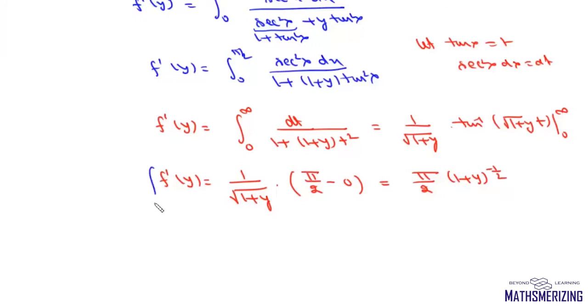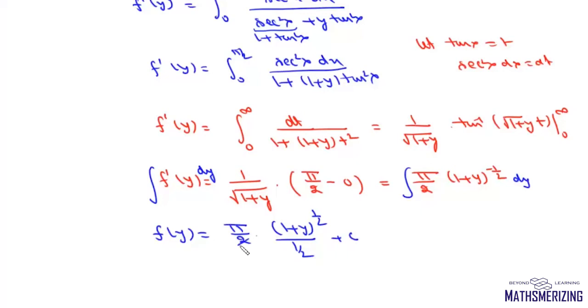Now we'll integrate this function with respect to y. We can write this as f(y), and it'll be equal to pi by 2, and then this function will be (1 plus y) to the power 1 by 2 upon 1 by 2, plus c. Now here 2 and 2 will cancel. So the value of f(y) will be pi into under root of 1 plus y, plus c.